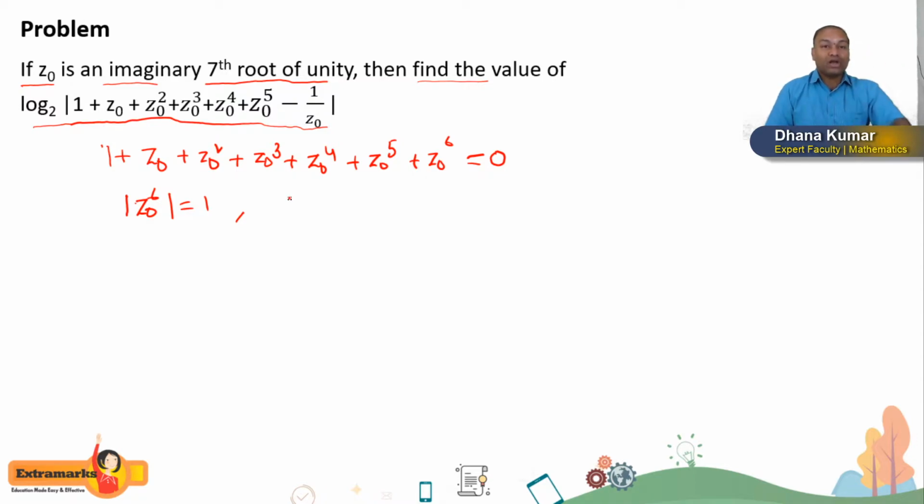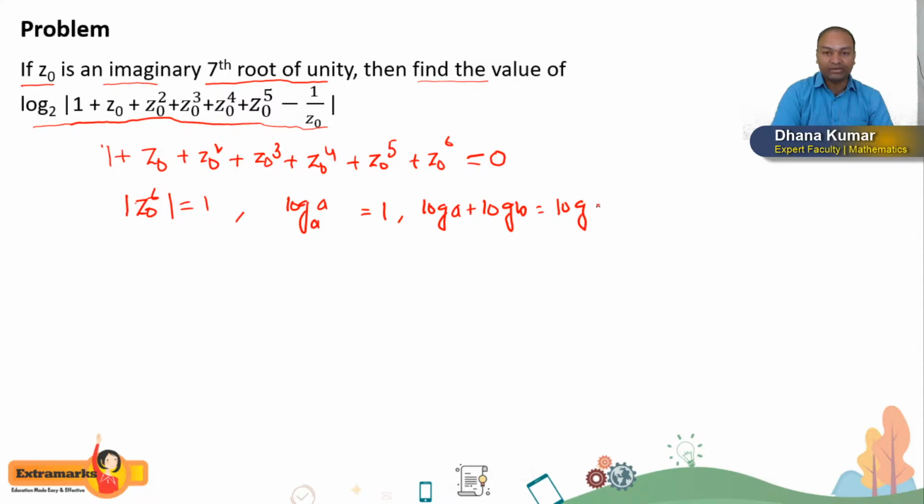Okay, right. Next, one more formula. Now coming to log. What is the formula for log a base a? Both are the same, so the answer is 1. And what is the formula for log AB? Log A plus log B is equal to log AB. Right. Now, these are the formulas that will be used in this question.